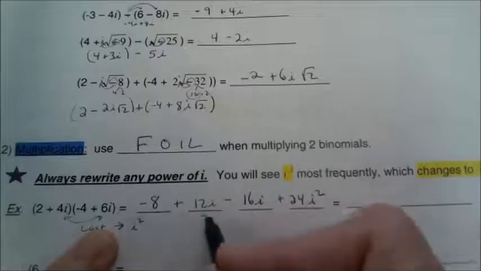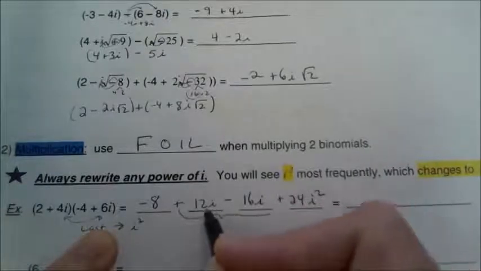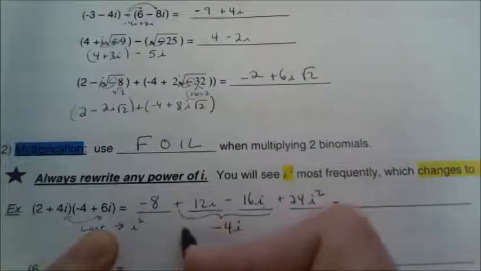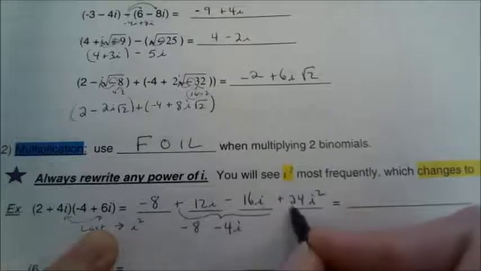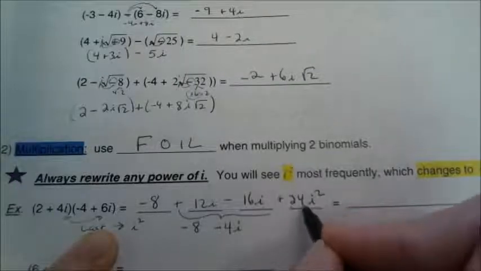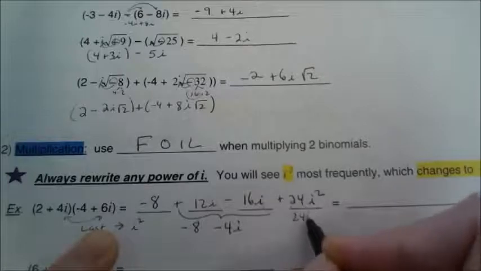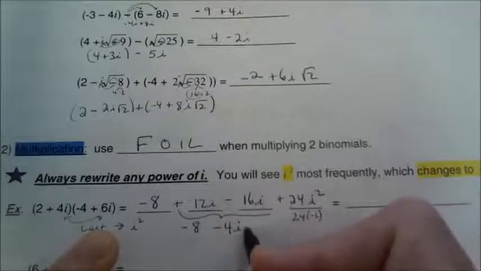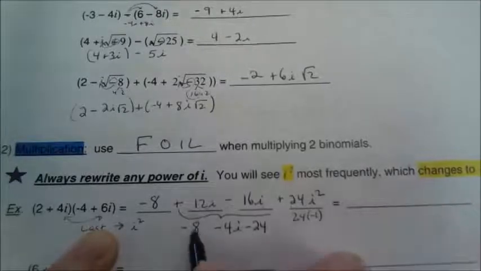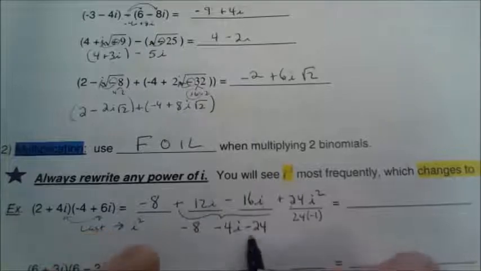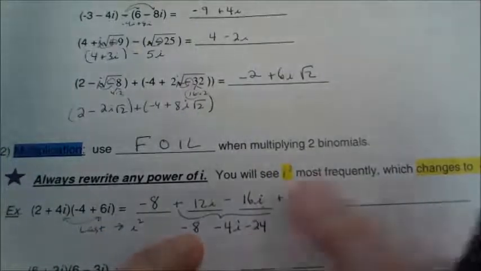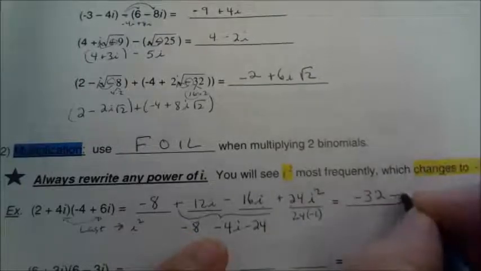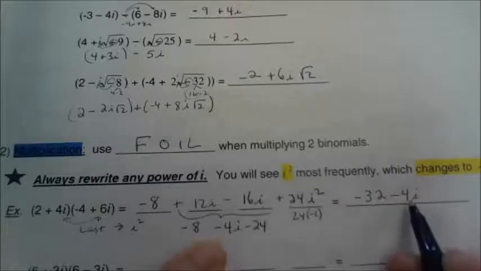So what you're going to do is combine these two together. 12i minus 16i is a negative 4i. And I'm going to drop this negative 8 down here. And 24i squared is 24 times, this is times i squared, and i squared is negative 1. 24 times negative 1 is negative 24. So you have negative 8 minus 4i minus 24. Negative 8 minus 24 is negative 32. And then the 4i doesn't combine with anything else. So you just keep it like that.